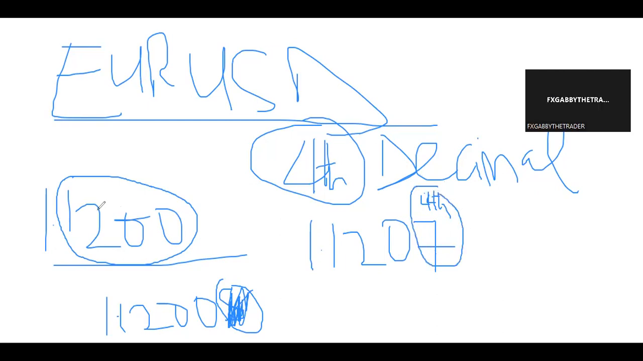So now, when we started this lecture, we started with an example that if the current price for Euro USD is at 1.1200, then now the market price has changed. That means it has gone up, and the market price has moved to 1.1207. So what is the number of pips right now? We have moved up 7 pips.